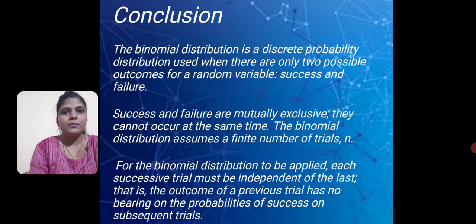So here is the conclusion of the presentation. The binomial distribution is a discrete probability distribution used when there are only two possible outcomes for a random variable, success and failure. Success and failure are mutually exclusive. They cannot occur at the same time. The binomial distribution assumes a finite number of trials n. For the binomial distribution to be applied, each successive trial must be independent of the last. That is, the outcome of the previous trial has no bearing on the probabilities of success on subsequent trials.